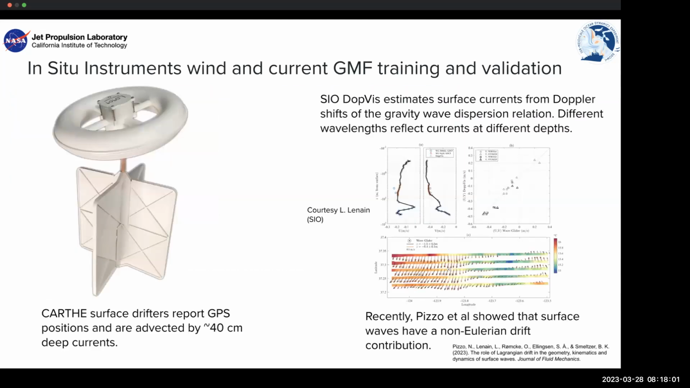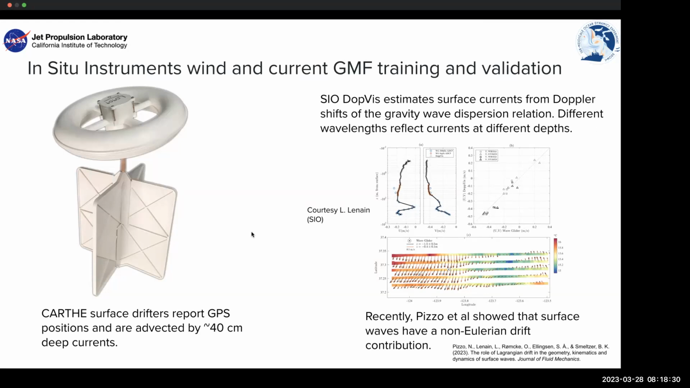We also have 2 other sorts of sensors. There are the CARTHE surface drifters, which are basically passive devices that try to follow the 40-centimeter currents neutrally, integrating over this drogue over here. They have been extensively used during the CARTHE experiment and also by us, and have a long history by now.